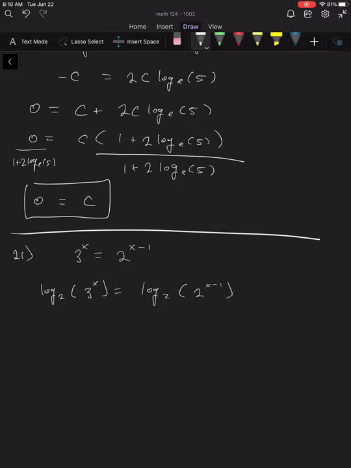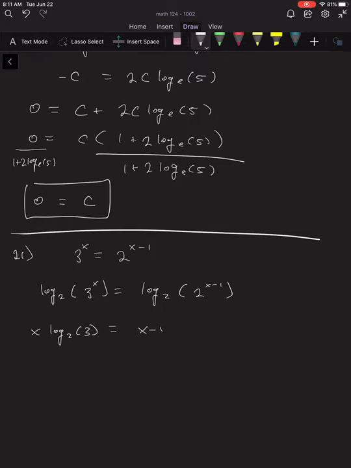On the left-hand side, just by doing the same steps that we've been doing, the x is going to move into the front, and we're going to have log base 2 of 3. On the right-hand side, that x minus 1 is going to go into the front. And then we would have log base 2 of 2, which is just equal to 1, so we don't really need to write that. We just need to write the x minus 1.